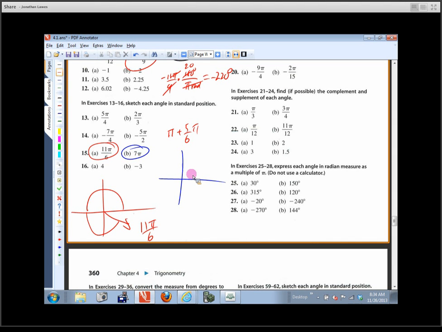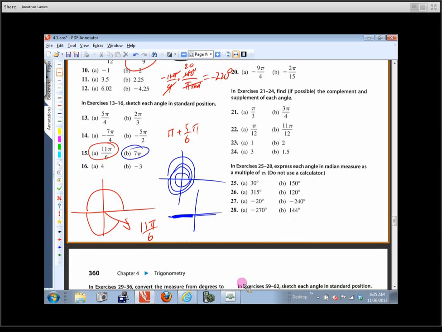6 pi would be how many times around the circle? 3 times. So we're going to go 1, 2, 3, 4, 5, 6 half circles, or 3 full revolutions, and then what? Just another half. So we're going to end up right here. So this is what it would look like. It's this angle right here. Okay? It's going to start in standard position. It's going to have the terminal side on the negative side of the x-axis. So that's really all you draw.